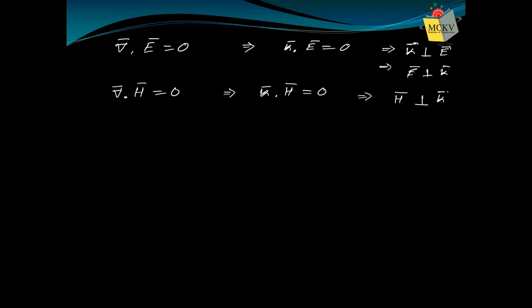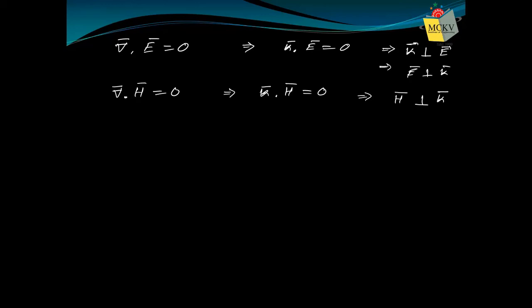That means what we get? The electric field is perpendicular to k. We get the magnetic field is also perpendicular to k. That means electric and magnetic fields are perpendicular to the direction of propagation. The two fields which constitute an electromagnetic wave are the electric field and the magnetic field. And these two fields are found to be perpendicular to the direction of propagation, because k represents the direction of propagation.